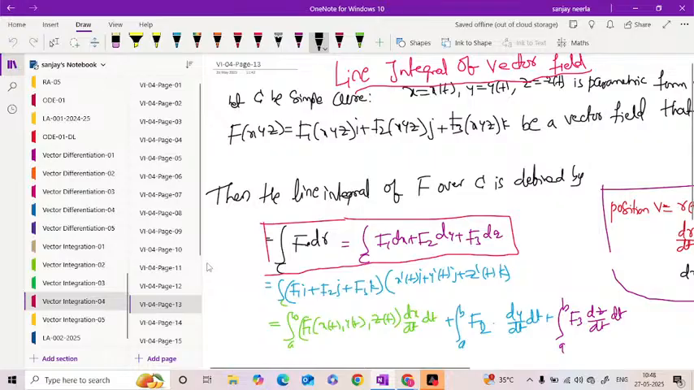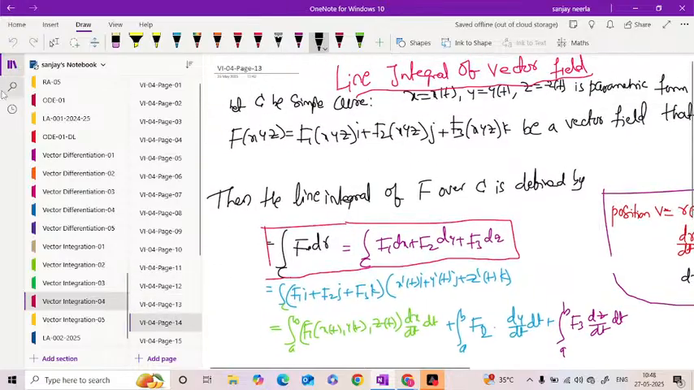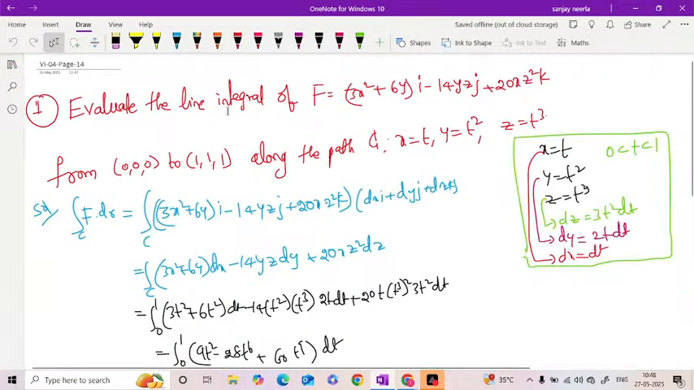I think in the previous class we have seen two problems on this line integral of the vector field. The first one is F, the vector field, from 0 0 0 to 1 1 1 along the path x equal to t, y equal to t square and z equal to t cube. The parametric form is given, and from this we identified the t limits are 0 to 1 only.